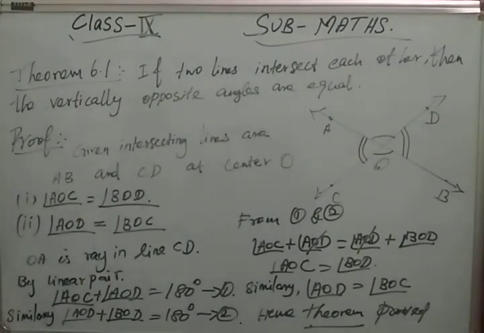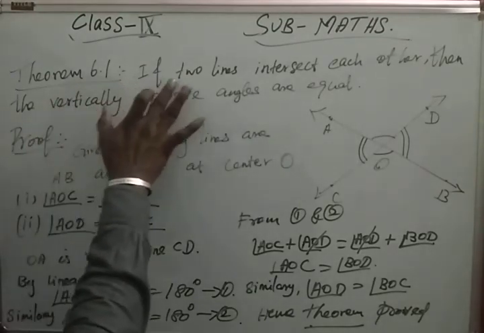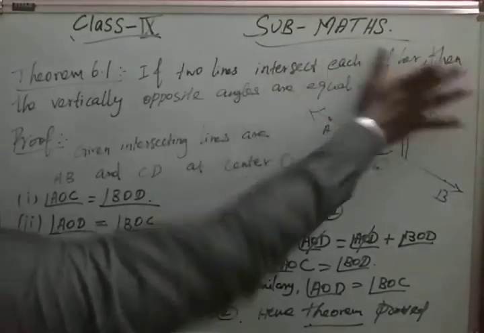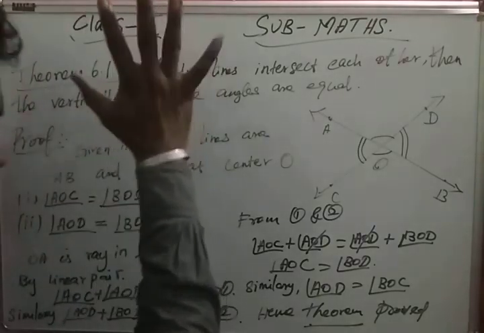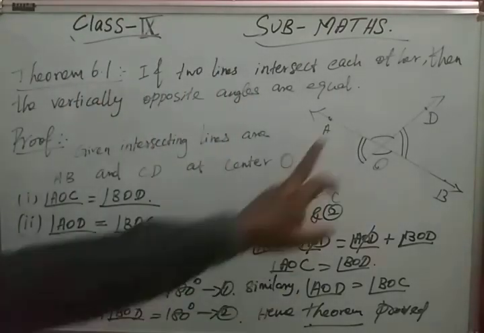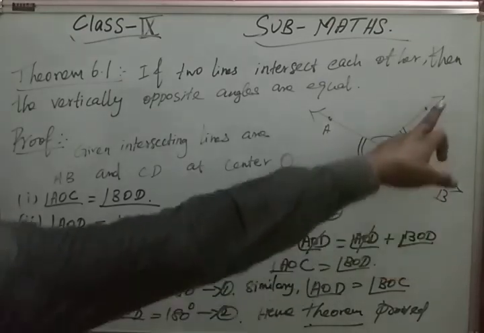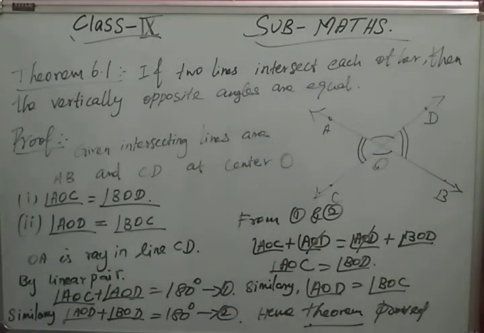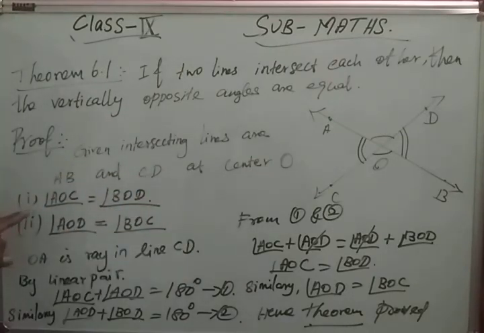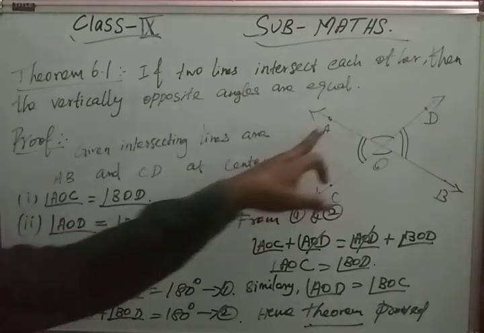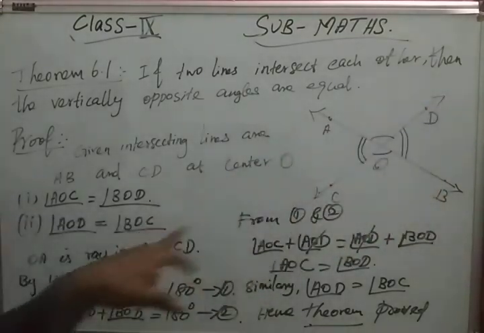Understood, students? Once again, I am just revising this. Theorem 6.1: if two lines intersect each other, then the vertically opposite angles are equal. Already you know this. We have taken the picture, AB as one line and CD as the intersecting line. AB and CD intersect at O. Then we have to prove that AOC is equal to BOD.